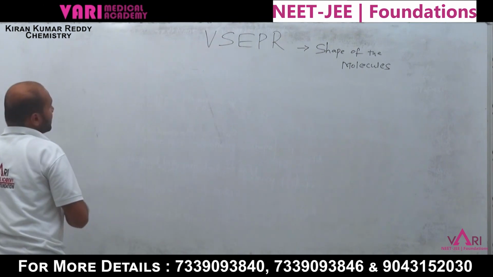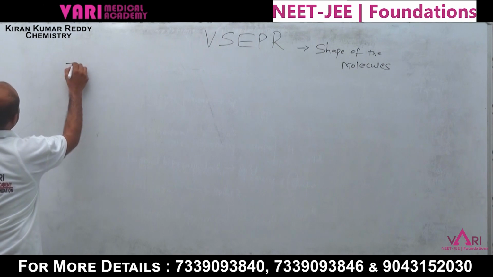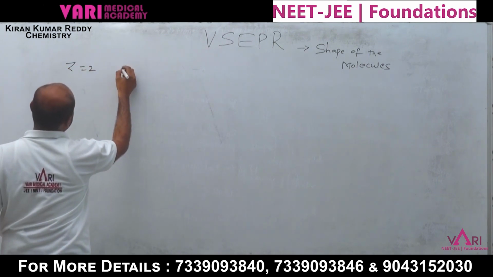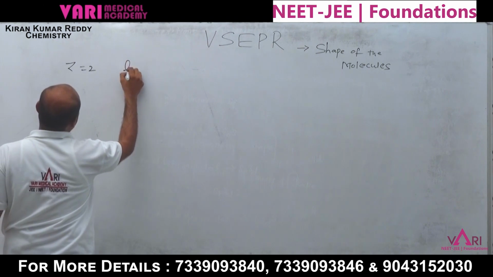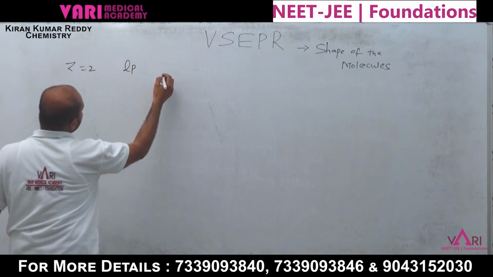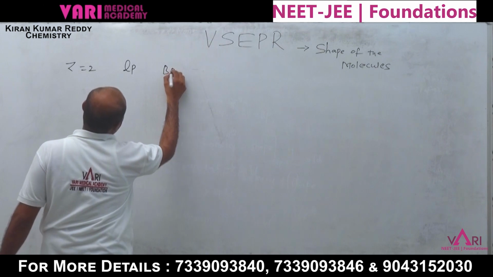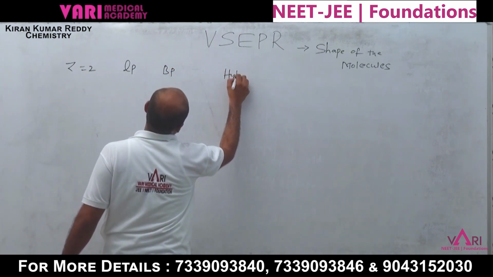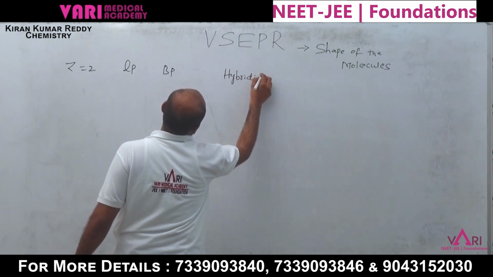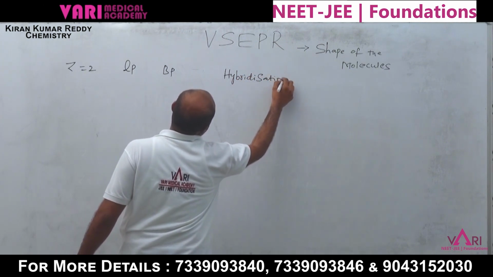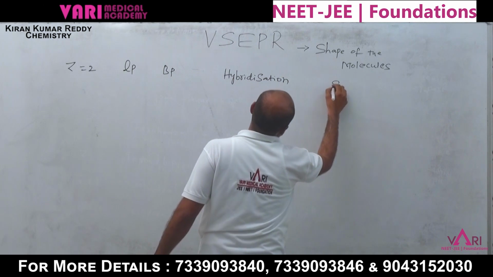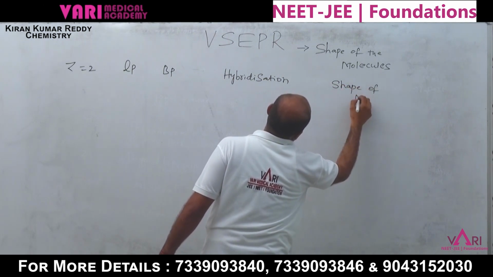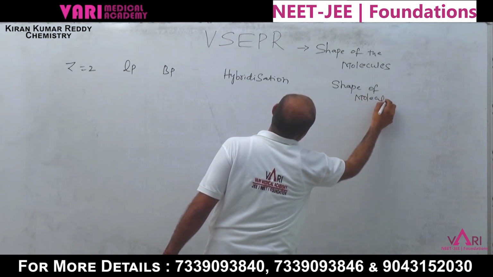Now I am taking Z is equal to 2. How many lone pairs and bond pairs? Here I am writing number of lone pairs, number of bond pairs. Next one is hybridization. Next one is the shape of the molecule. What is the shape of the molecule? One by one we can discuss.